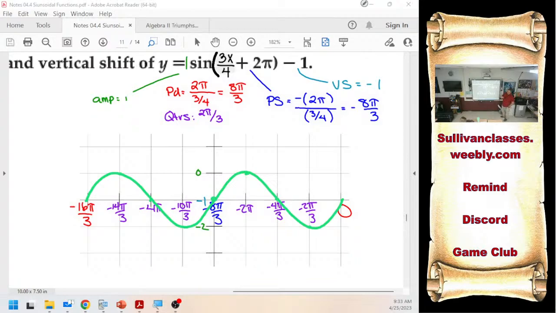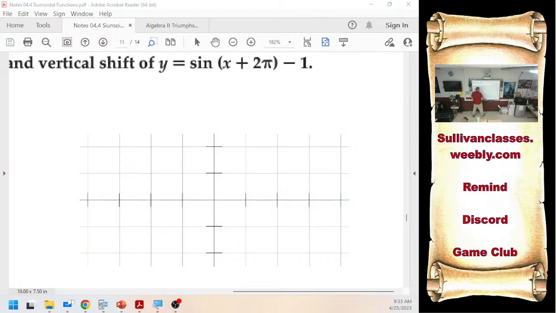Notice how the part that you're grumbling about is, again, the period and phase shift. Throwing in that vertical shift wasn't that big of a deal, was it? You just relabel your midline as your vertical shift and then use your amplitude from there. Okay? Which allows us to basically just get more practice in with these.